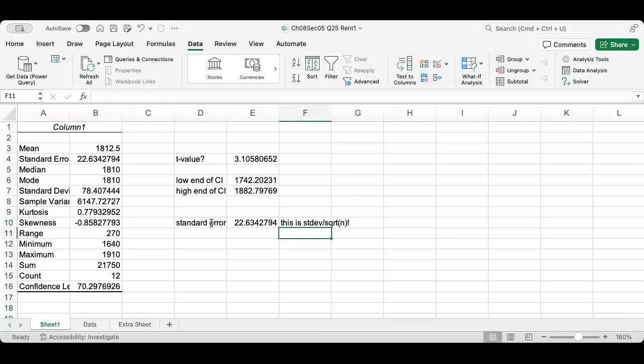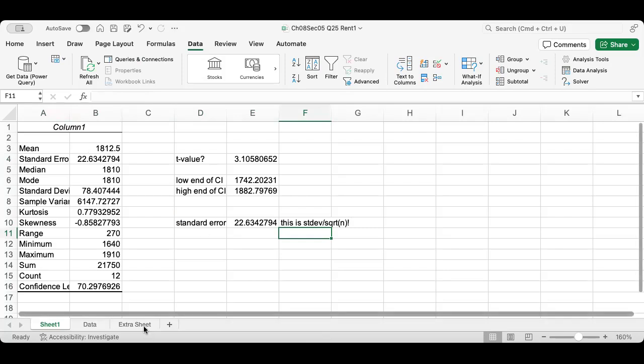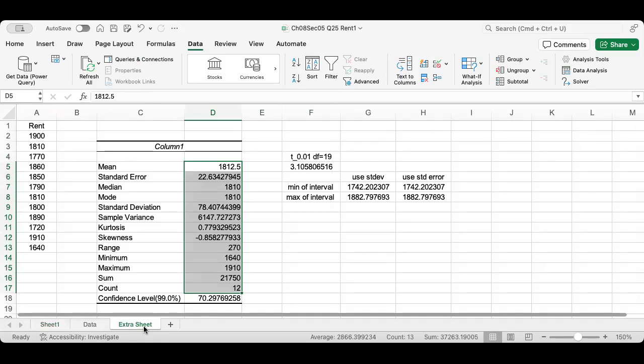So I have a shortcut built in. Standard error already appears in my descriptive statistics. And notice, regardless of whether I use standard deviation or standard error, I get exactly the same numbers. Questions?